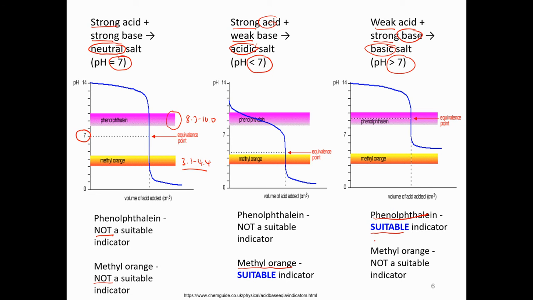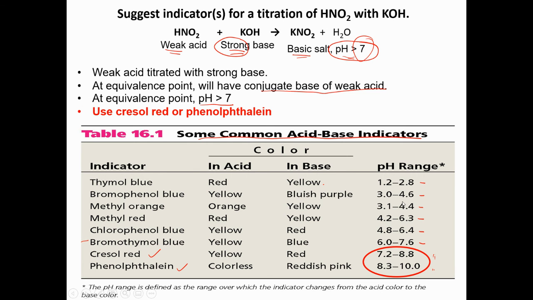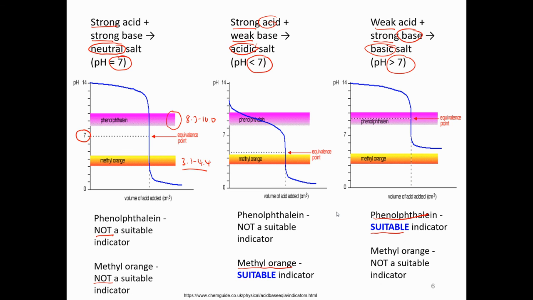So remember, calculate the pH at the equivalence point first, and then look at the pH range of all the indicators. Only then will you determine which is the most suitable indicator. Okay, so that's all for indicators for titration.